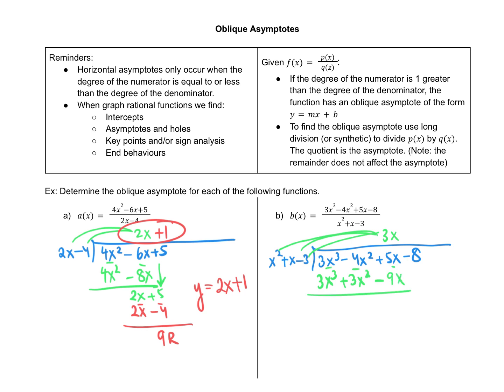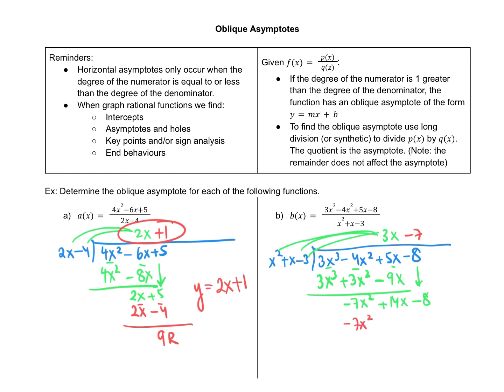And we subtract. So the 3x cubes disappear. Negative 4 minus 3x squared is negative 7x squared. 5 minus negative 9 is 14x. And then I'll bring the negative 8 down. And now what times x squared gives me negative 7x squared? Well, that's negative 7. And now I can distribute in.